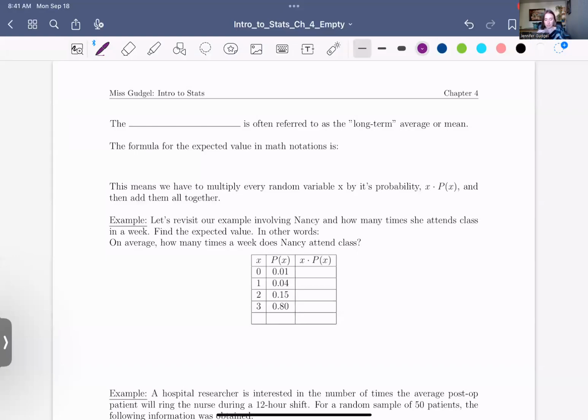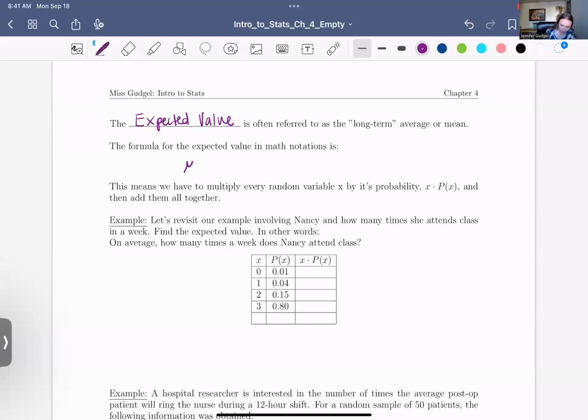The expected value is often referred to as the long-term average or the mean. This means that as time goes on, we go through this experiment, looking at it over and over again. We did this many times. We would expect this to be the average value or average amount that occurred.